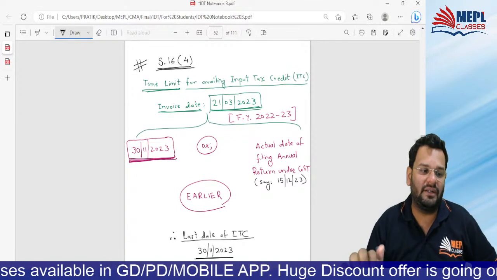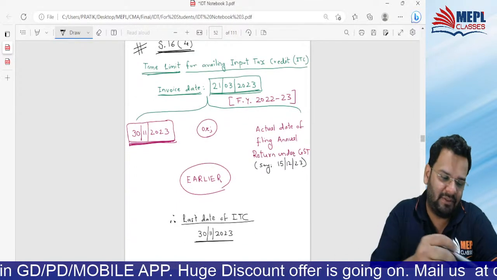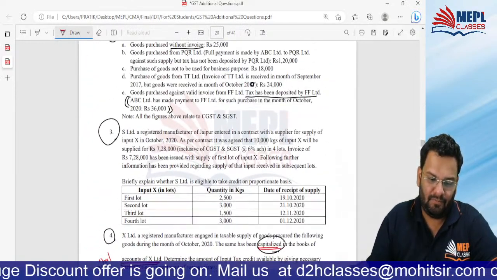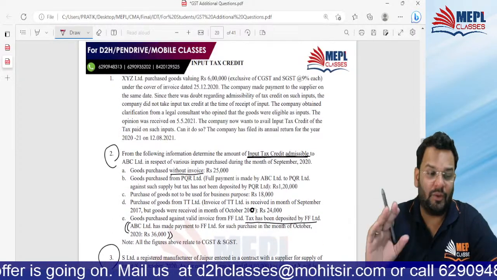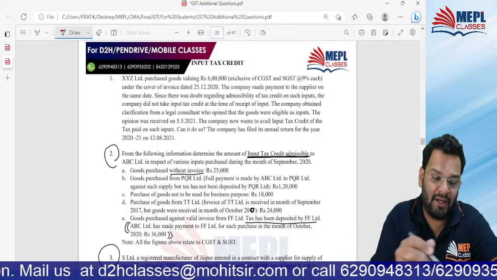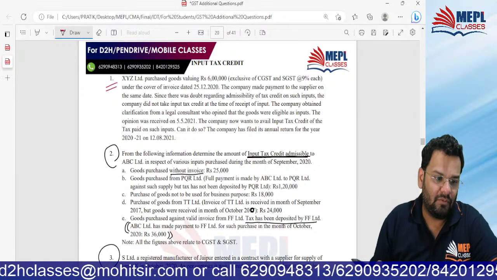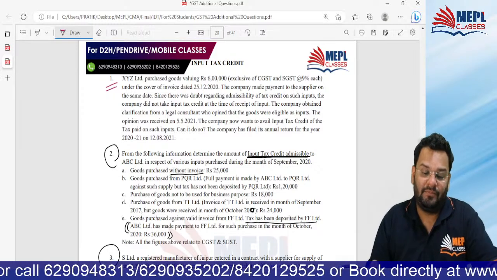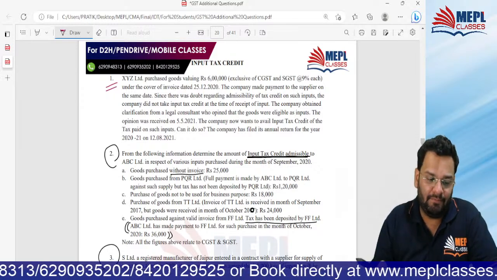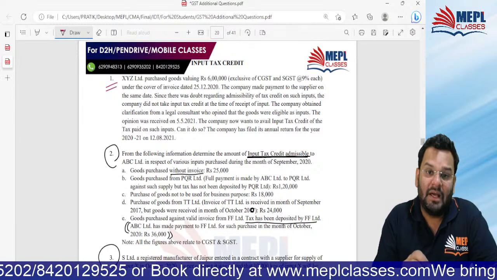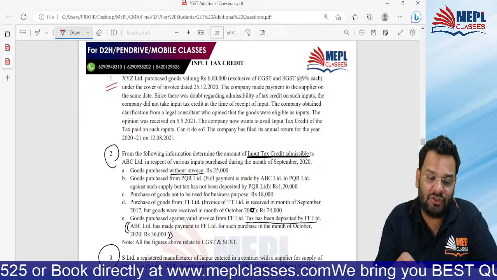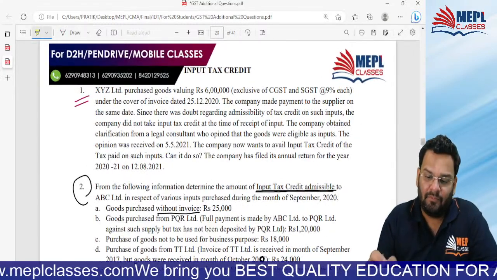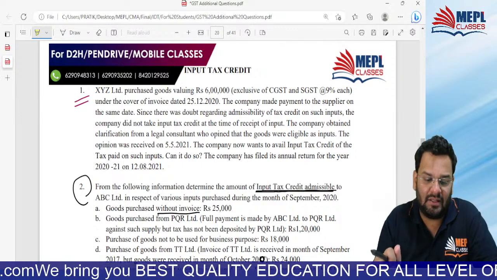So to consolidate this concept, we'll go to some examples. First question, which we had kept pending. Read this question very carefully. XYZ Limited purchased goods valuing 6 lakhs, exclusive of CGST and SGST at 9% each.